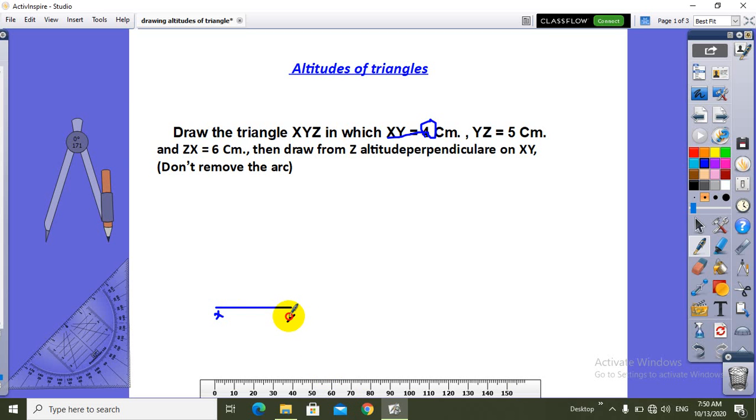Then by using the compass, I will draw the other two sides. The first one, YZ equal 5 cm. Then I put the compass on Y. But before this, you must open the compass to the distance 5. How? By using the ruler. From 0, I will open the compass to the distance 5. Then put this compass on Y.